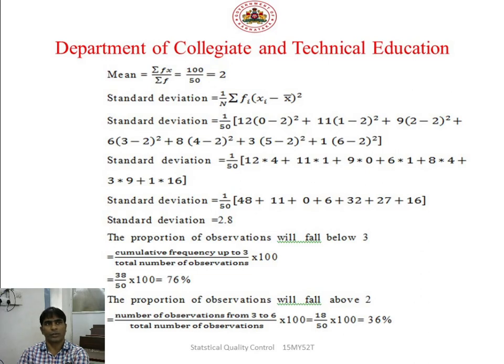And the proportion of observations which fall above 2 is equal to the number of observations from 3 to 6 divided by the total number of observations, into 100. The number of observations from 3 to 6 is 18, and the total number of observations is 50, into 100, we get 36%. Hope you have got the answers.